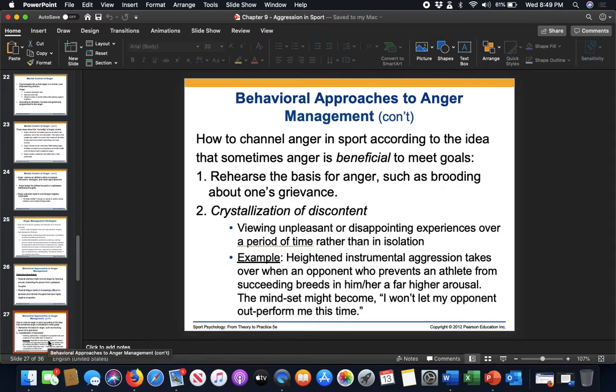Crystallization of discontent. What we're saying here is viewing unpleasant or disappointing experiences over a period of time rather than in isolation. So what you're doing is you're using it long term versus in that moment. Okay. And really, it's one of those things where if you use it in the moment, it's going to be used incorrectly. And you won't be able to get over it as easy.